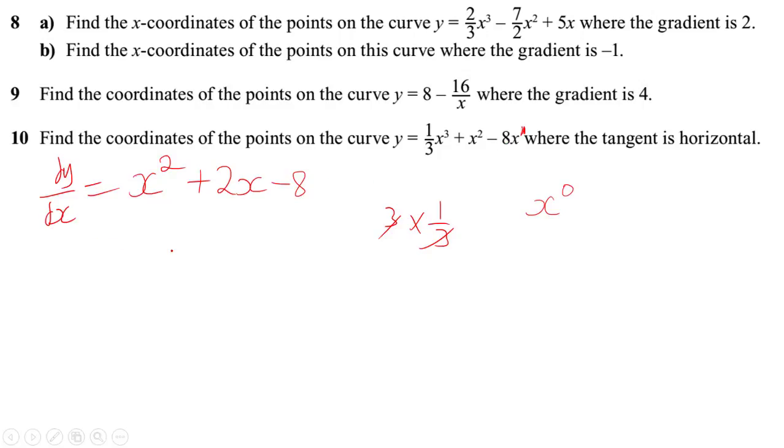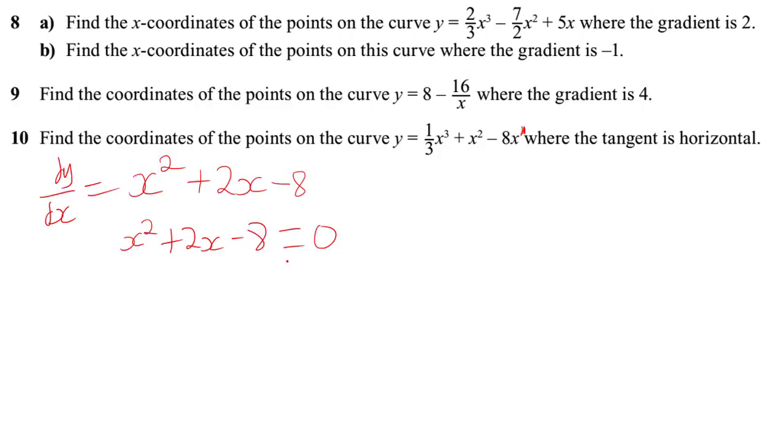Okay. Now, once you've done that, you then equate that to 0. So you're going to say that x squared plus 2x minus 8 is equal to 0. This gradient function here is 0 because the tangent is horizontal. The gradient is 0. So we equate it to 0.